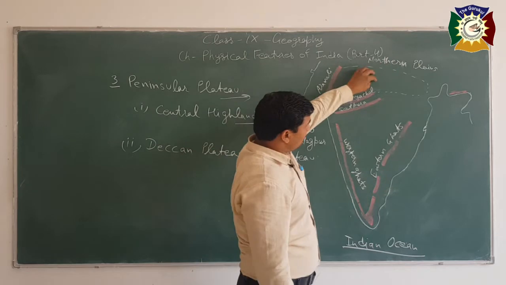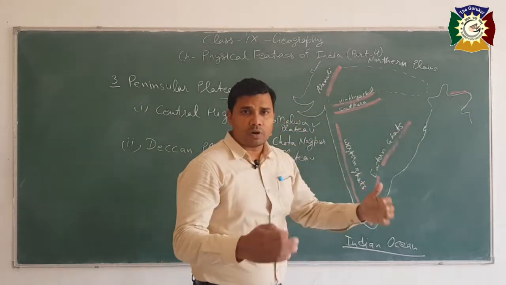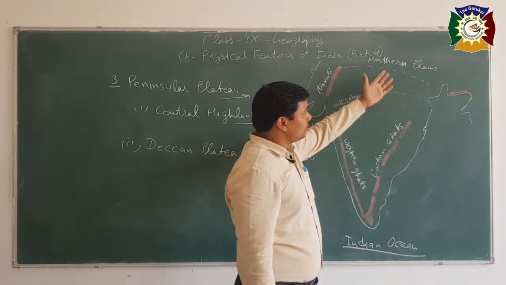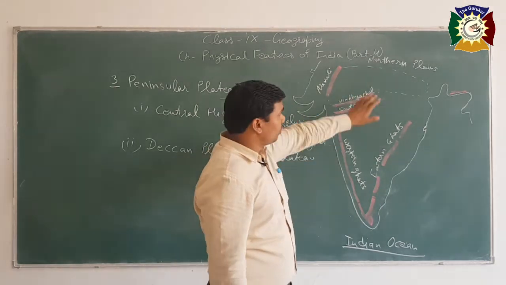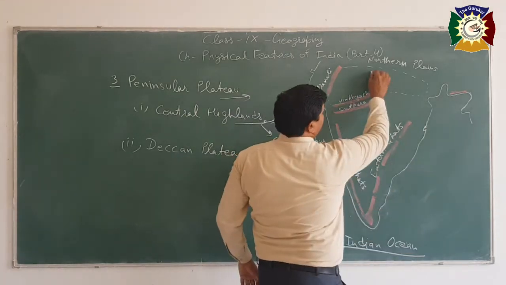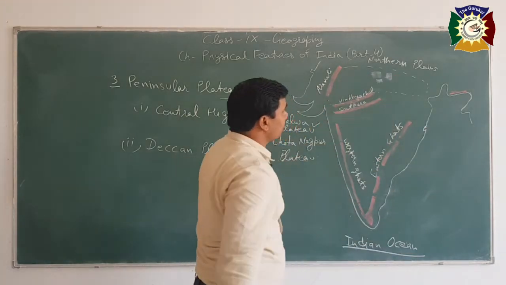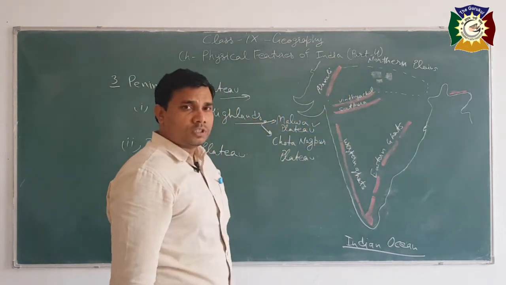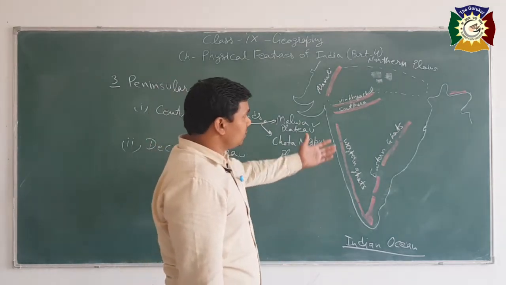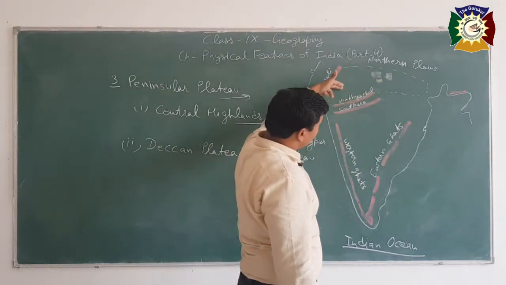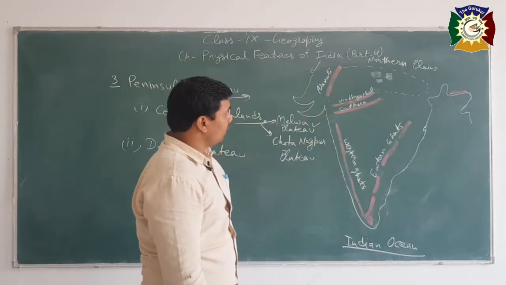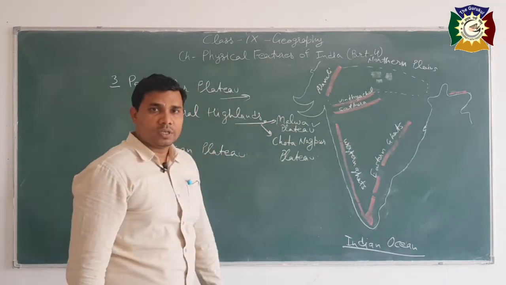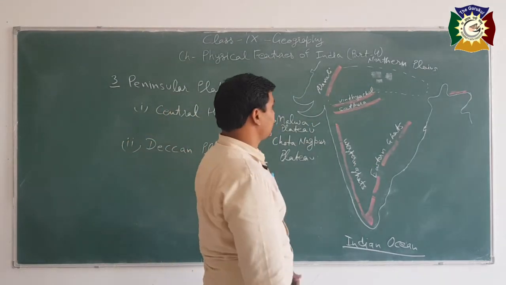Even this plateau is again divided into small parts. Bundelkhand and Baghelkhand are also small parts of this area, located here in this region. This is the Malwa plateau, and we know Chambal, Betwa, Ken are the rivers that flow through this region, from south to north, and they merge in the Ganga river system.